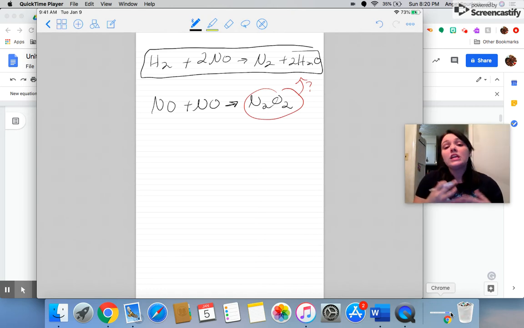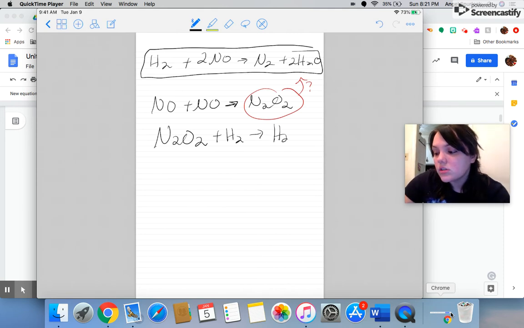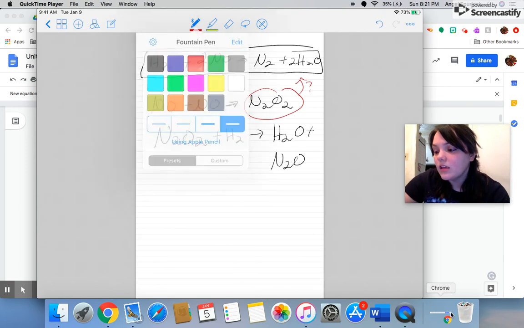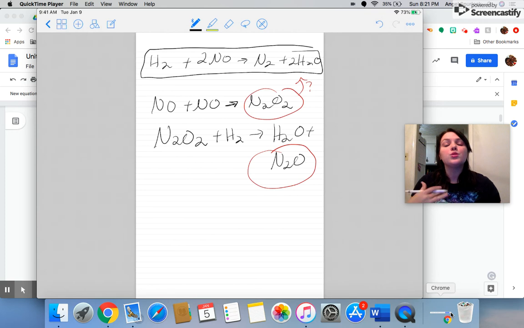Well, the fact is, this is a complex reaction. It happens in several steps. So we didn't just magically produce N2O2. The reaction at this step is producing an intermediate compound. N2O2 is going to be formed by the reaction like it is by this step, but then it's immediately going to be used up. Okay, N2O2 is going to react with some of that hydrogen gas, and it's going to give us some water, but it's also going to give us some N2O. Again, this is a compound that we do not see in our balanced chemical equation because it's an intermediate compound.